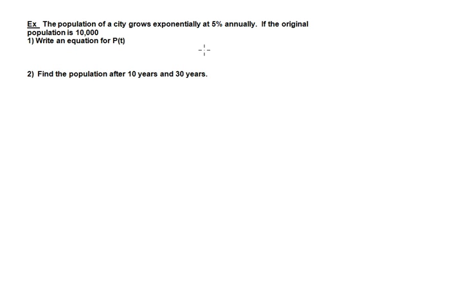Here's an example of an exponential growth problem, and we're told that the population of a city grows exponentially at 5% annually. And so the first thing that we're asked to do is to write an equation for P of t, the population, over time.